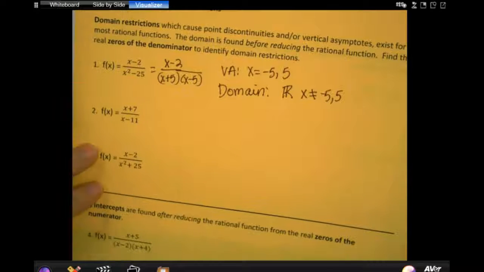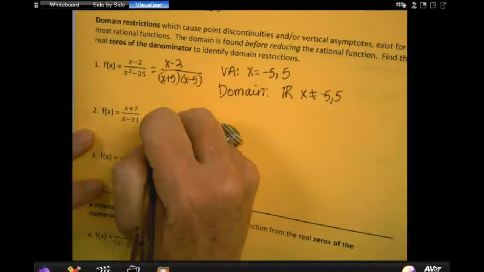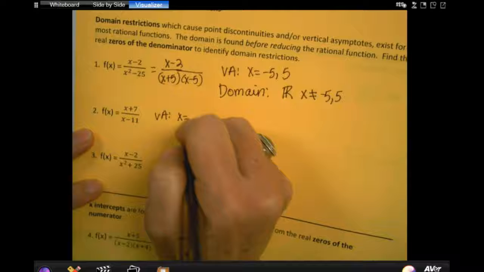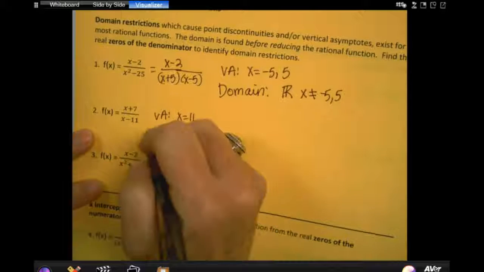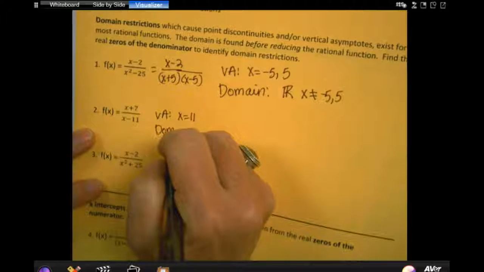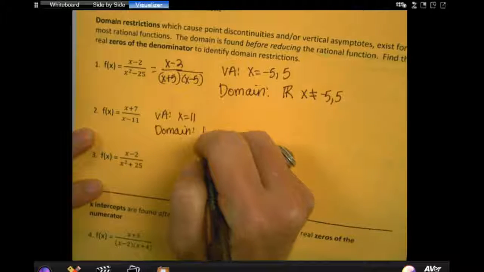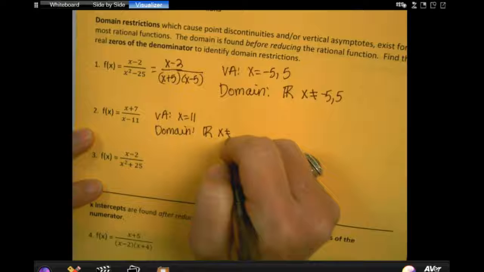So number 2, what's the vertical asymptote? X is a positive 11. So the domain is all reals except x cannot equal 11.